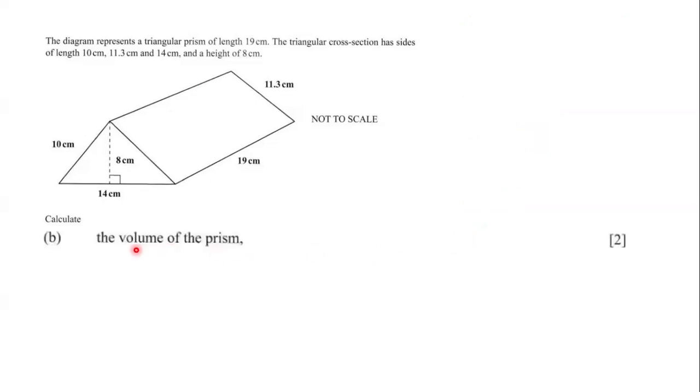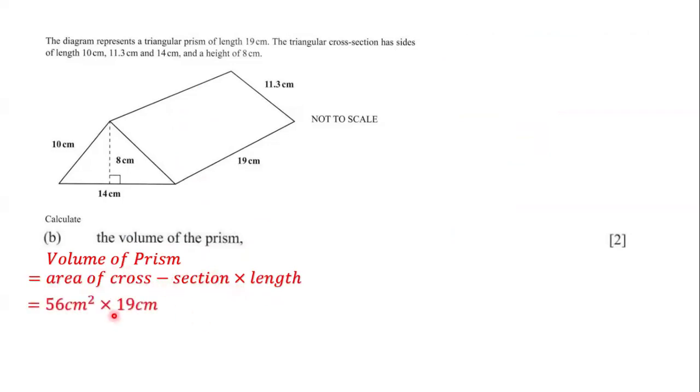Next, we have to figure out the volume of the prism. The volume of this prism is equal to the area of the cross-section multiplied by the length. We just saw that the area of the cross-section is 56 centimeters squared, and the length is 19 centimeters. So 56 centimeters squared multiplied by 19 centimeters gives us 1,064 centimeters cubed, and that is the volume of this prism.